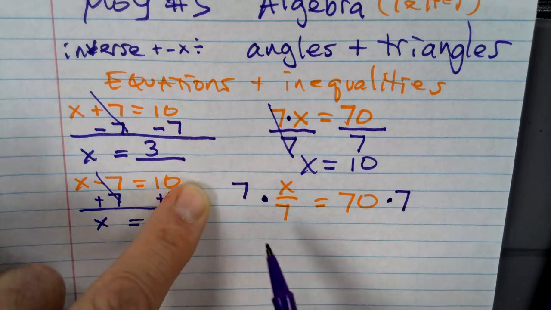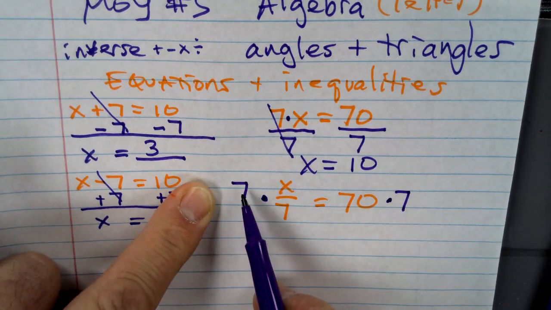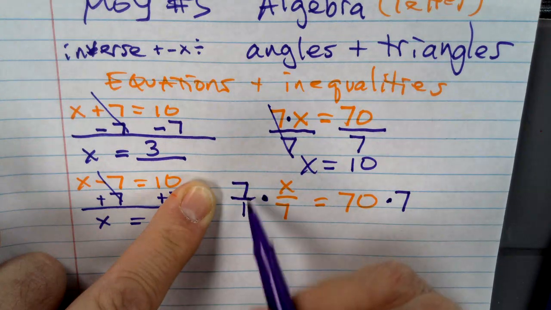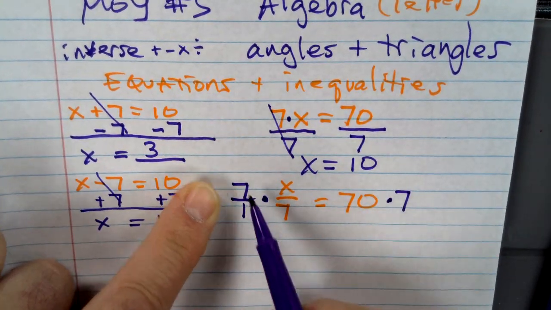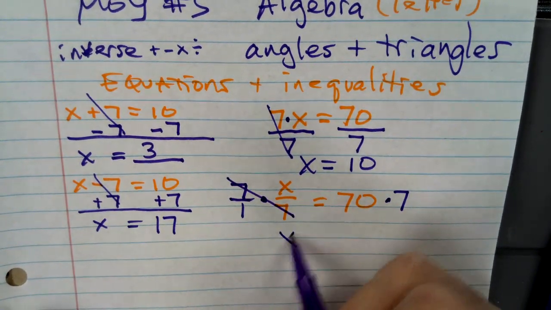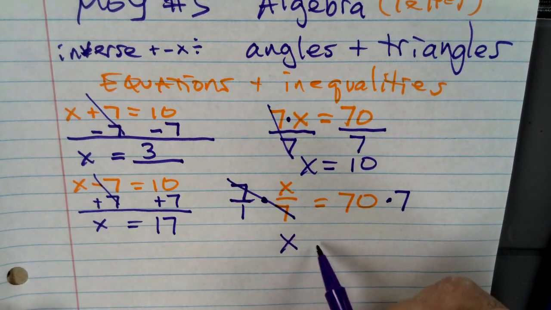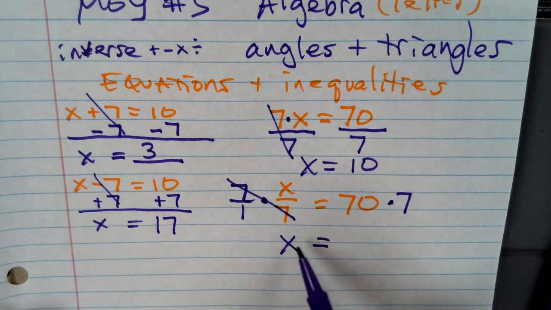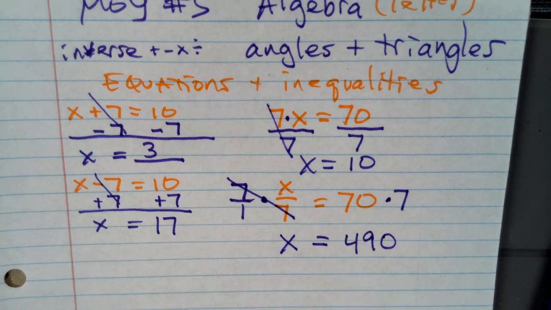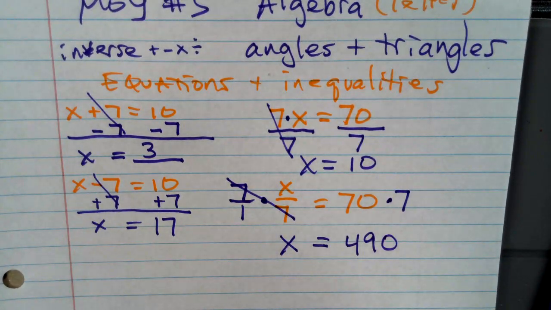Okay. To multiply fractions, how do we change this whole number to a fraction? Whole numbers, just put a 1 under it. 70 divided by 1 is 70. I have a 7 on top and 7 on bottom. Bye-bye. So I've canceled or reduced or simplified them, divided by 7, they're gone. x equals 490, okay?